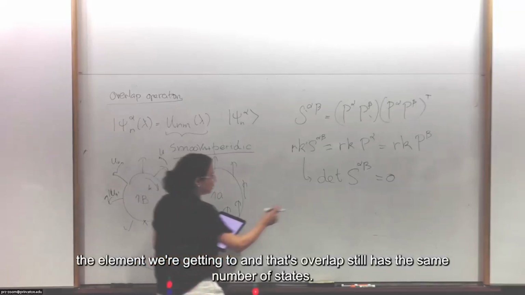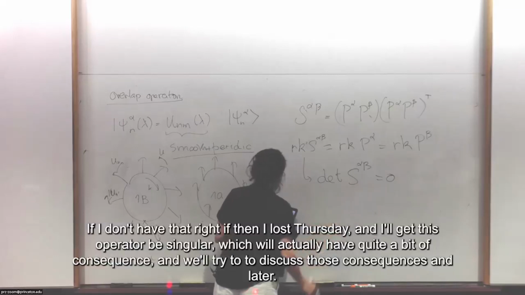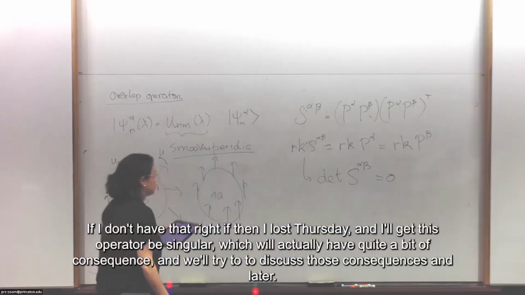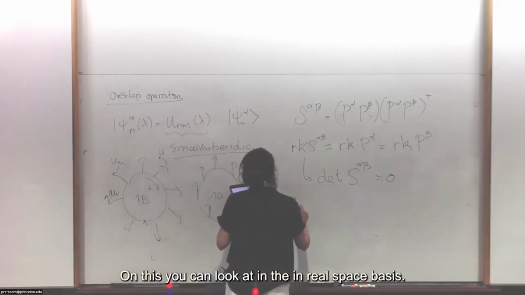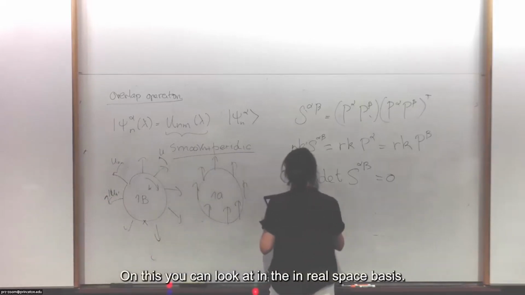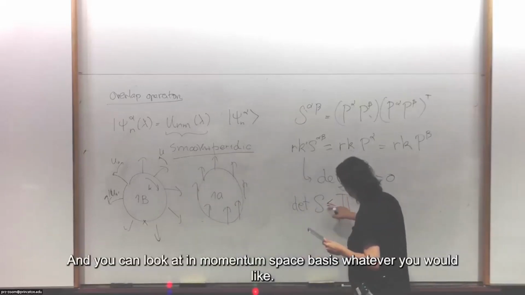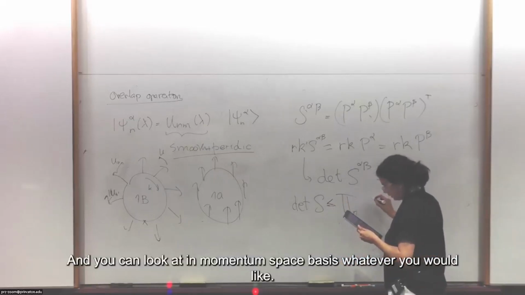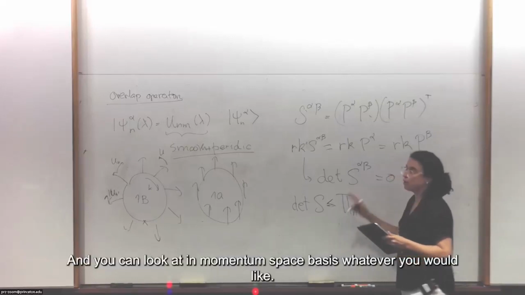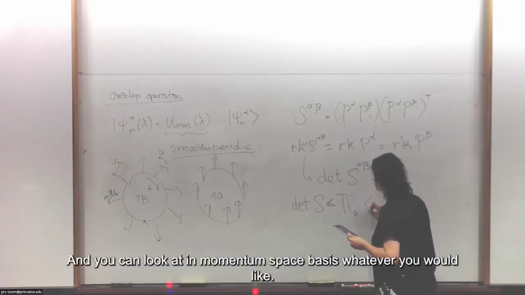So this you can look at in real space basis. You can look at it in momentum space basis, whatever you would like. But basically, in any basis you were to choose, the determinant is going to be, because it's a positive definite matrix, smaller than whatever is the trace of the product of the diagonal matrix. So let me say it here.